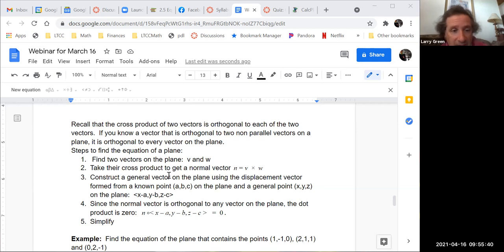Step 2 is take the cross product, and that'll give you a normal vector, or a vector that is orthogonal to both v and w, which means orthogonal to the entire plane.